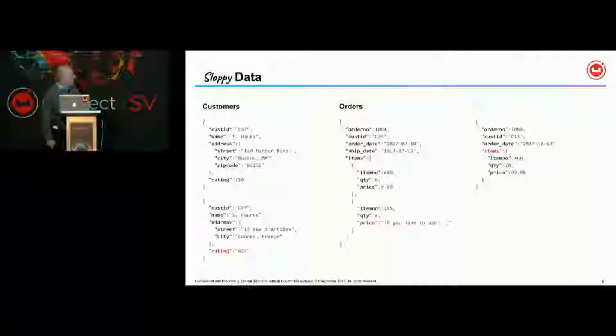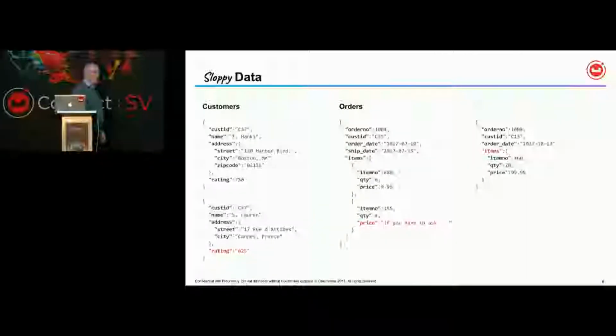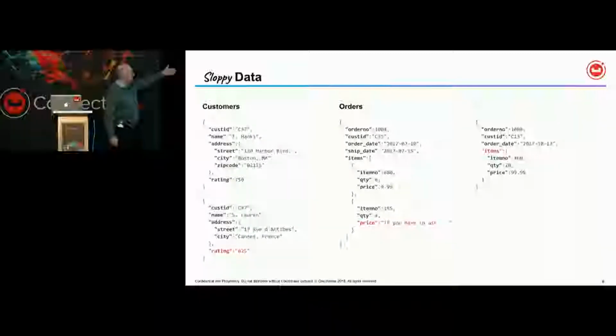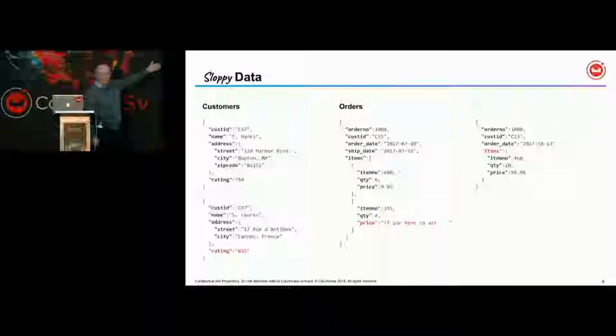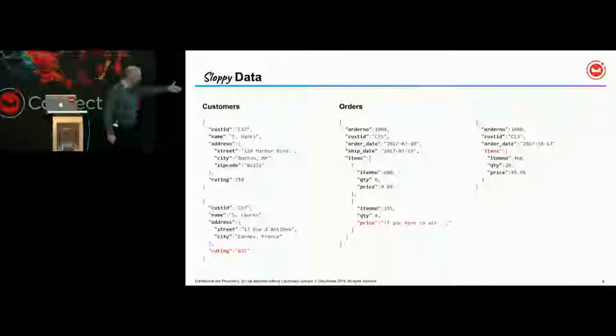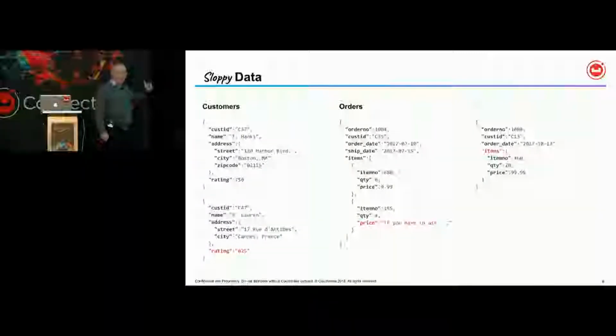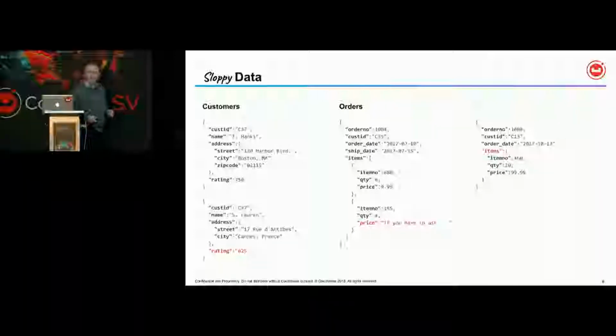All right, then there's another thing. This is what we would call sloppy data. So far, I talked about variability in the data, which usually has a good reason, right? If I nest the line items in an order, there's a good reason for that, because that's how the entities are structured. But of course, I can also do other things. I see the rating here, and in the first customer, the rating is 750, and that's an integer, and in the second, the rating is 625, and it's a string. Now, I have the same field in different objects, but they have different types, so that is possible and feasible, but not necessarily desirable, right?